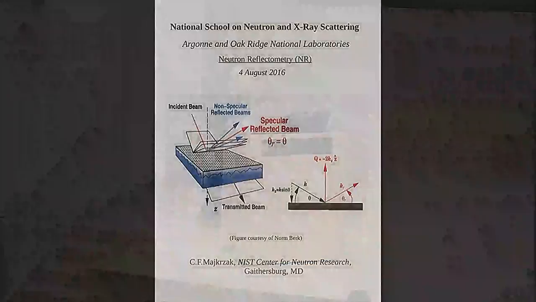Most of this applies to neutrons, but the general principles of reflectometry apply to X-rays as well. So remember that. In fact, in one of the appendices, there's even material about magnetic X-ray scattering in the back, if you're going to do that at some point at Argonne or in your careers. Okay, so remember, ask questions if you have them, and let's start out here.